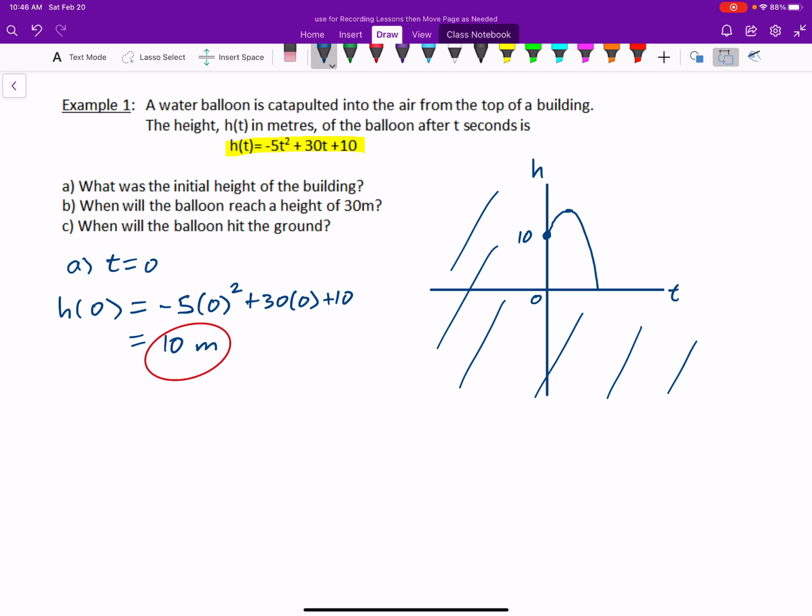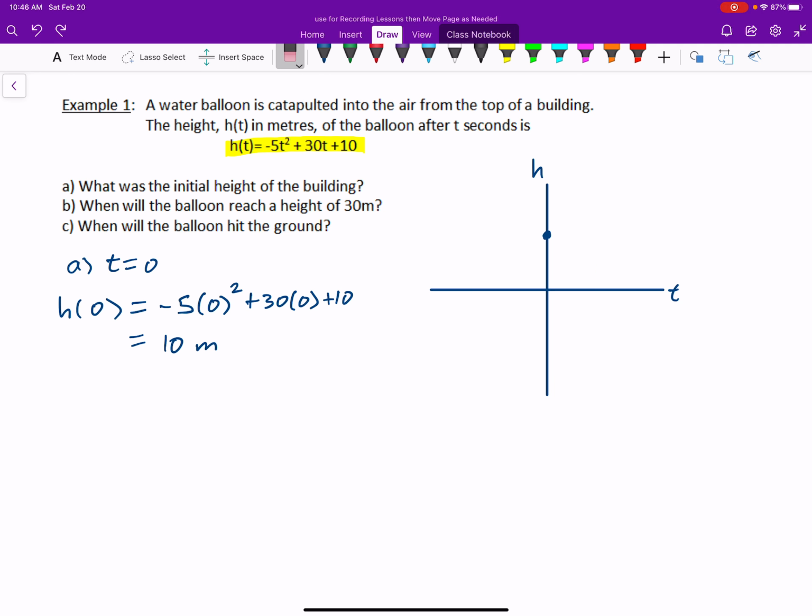And then for part B, when will the balloon reach a height of 30 meters? Oh my goodness, I guess I did not draw that quite to scale, did I? Let's change things a little bit. Oh dear, I took away too much. Let me take away a bit more. I just want to make it a nice scale drawing. All I'm going to do is put my 10 a little lower. I didn't realize it was going to go so high. So let's say 10's here instead. So it's being catapulted, so it's going to go up quite high. Okay, so everything else is the same.